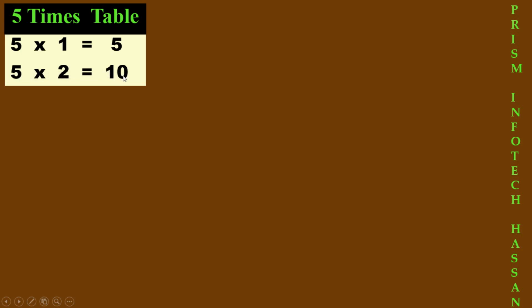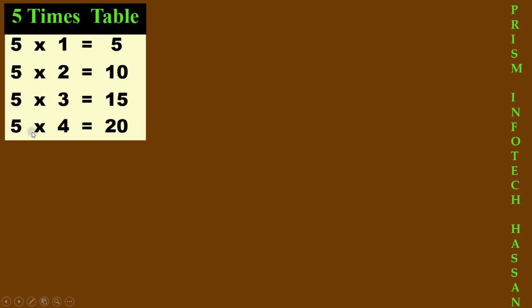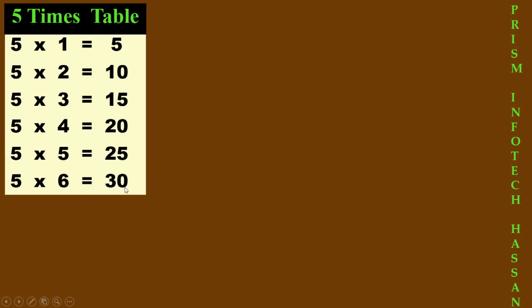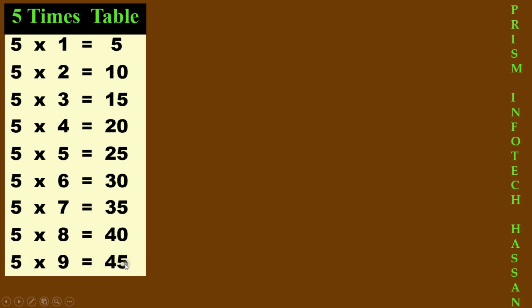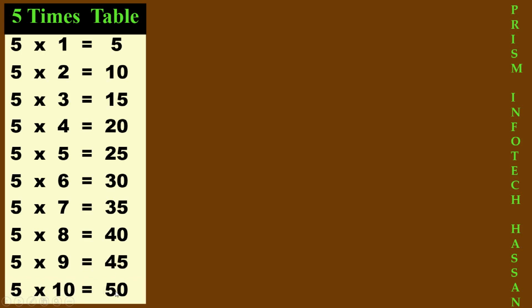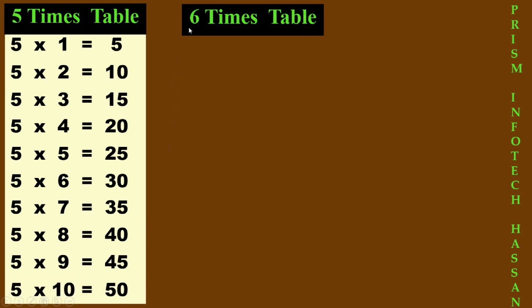5 times table. 5 times 1 is 5. 5 times 2 is 10. 5 times 3 is 15. 5 times 4 is 20. 5 times 5 is 25. 5 times 6 is 30. 5 times 7 is 35. 5 times 8 is 40. 5 times 9 is 45. 5 times 10 is 50.